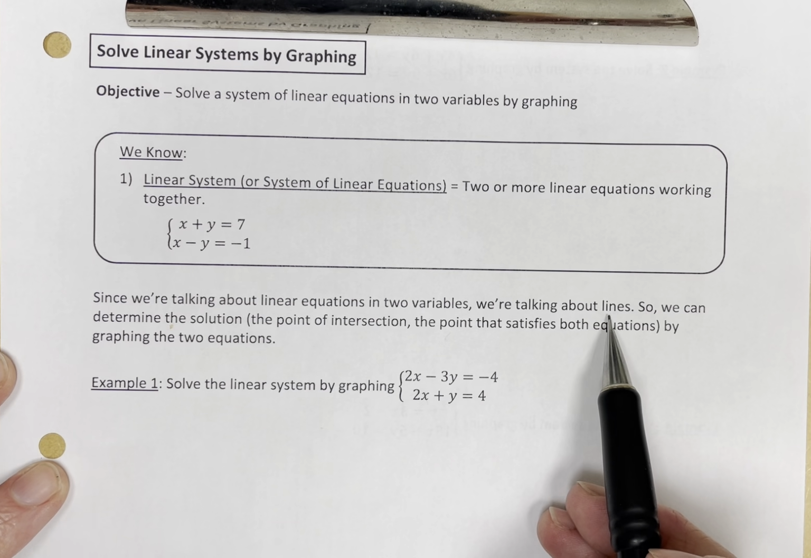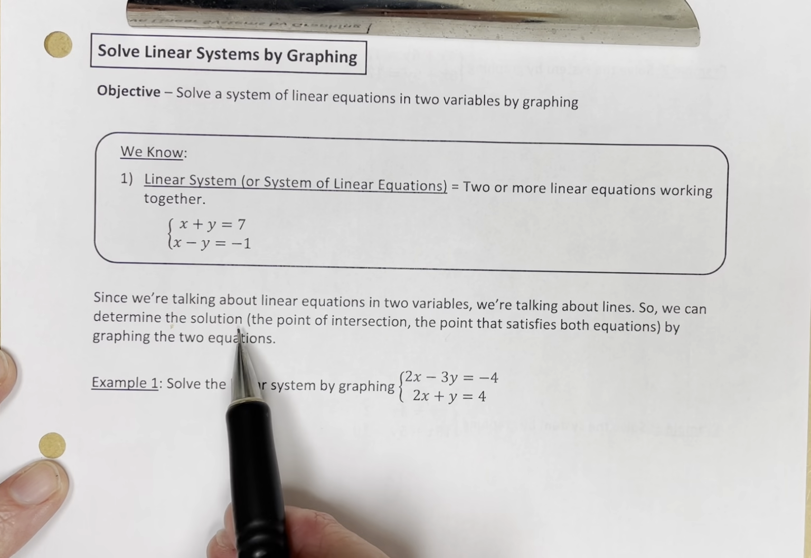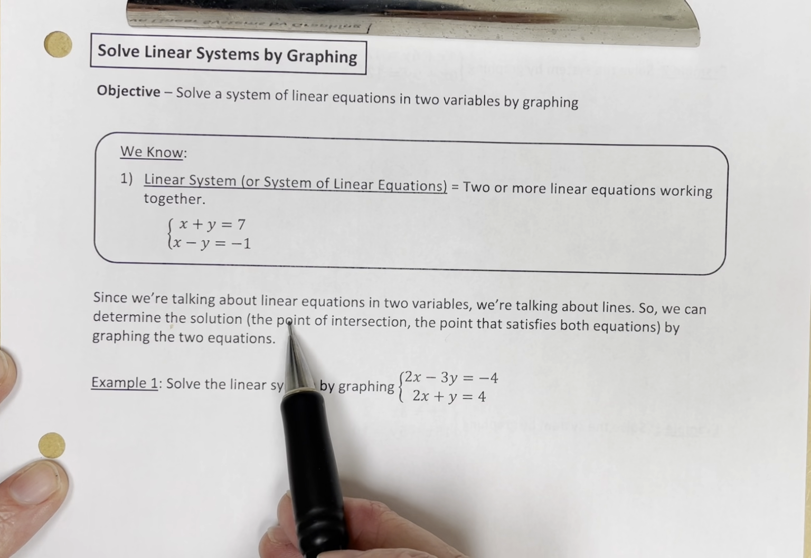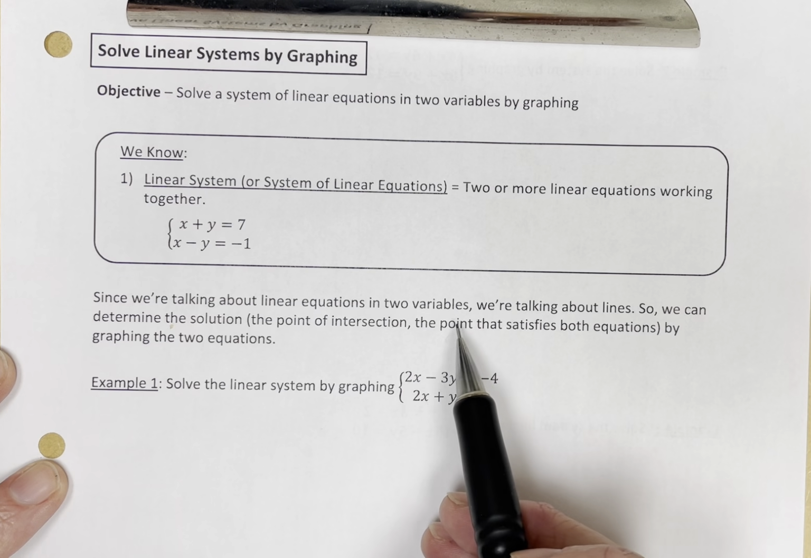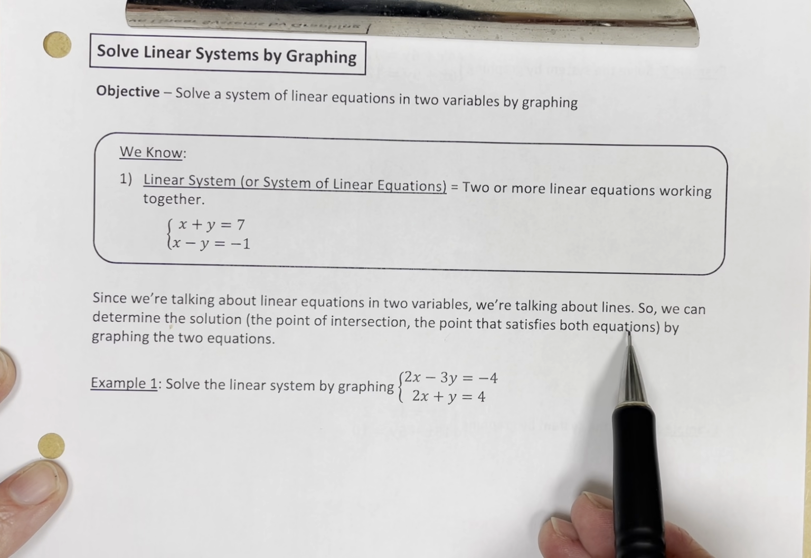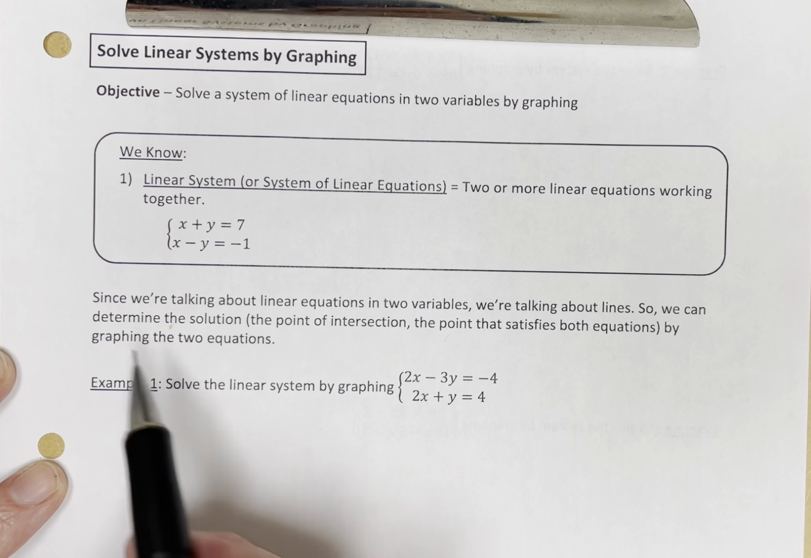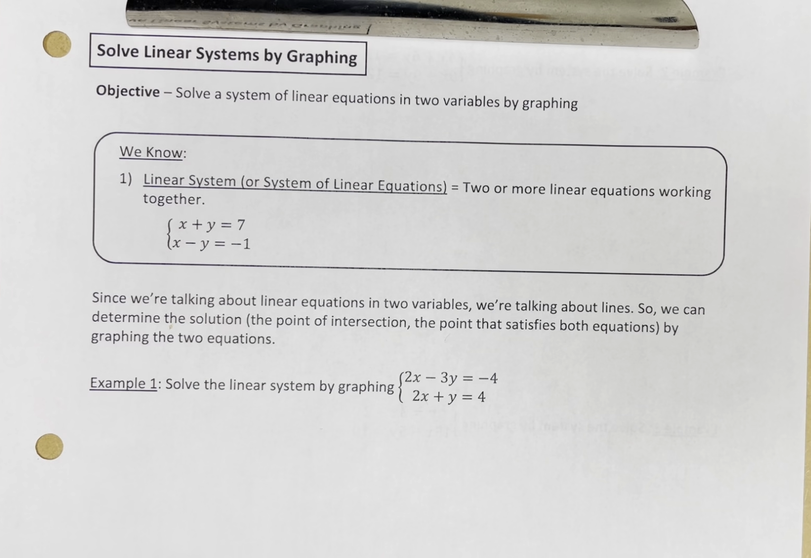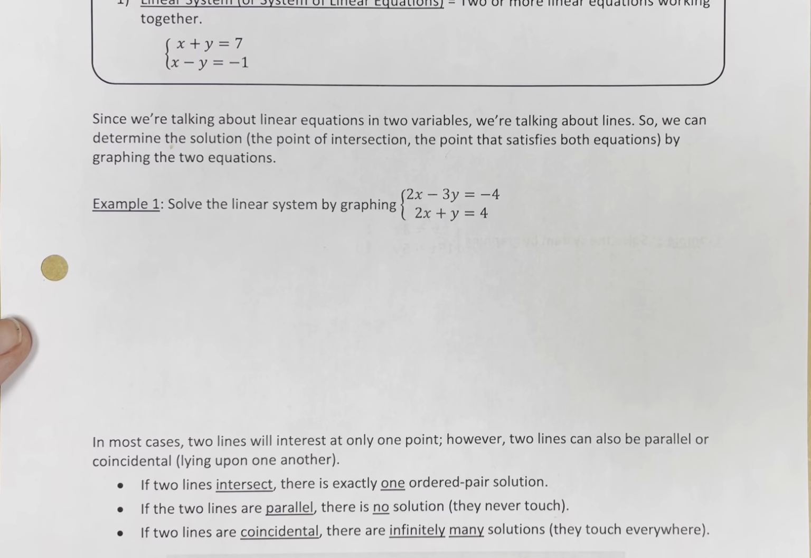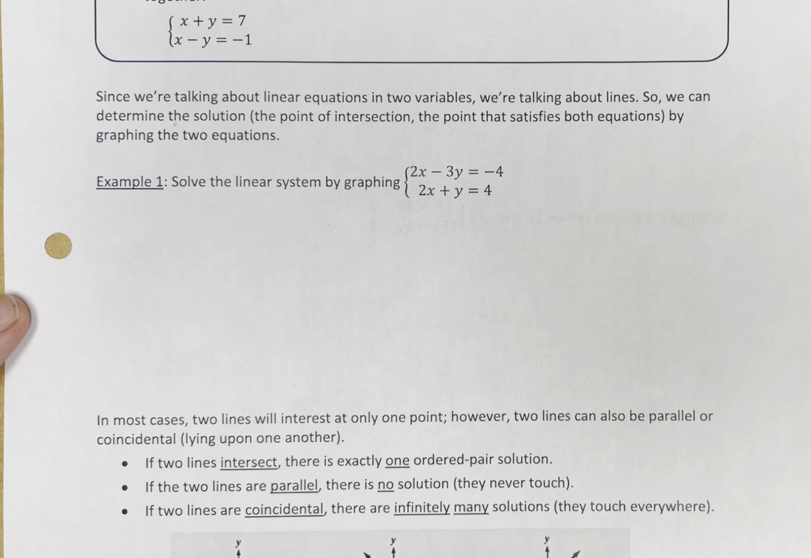Okay, so as far as graphing is concerned, since we're talking about linear equations in two variables, we're talking about lines, x's and y's, and we're creating lines on a graph. So we can determine the solution, which will be on a graph, the point of intersection, and which we learned in a previous video is the point that satisfies both equations by graphing the two equations. Okay, and we're going to be using our TIs to do that.